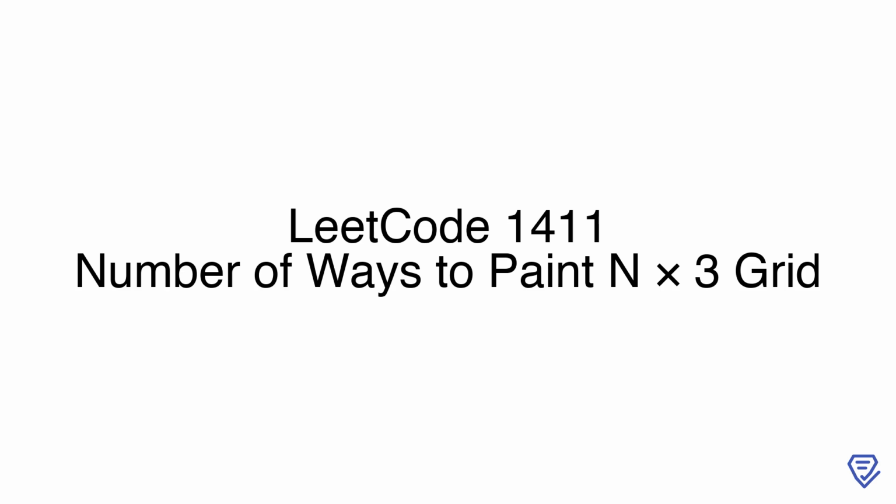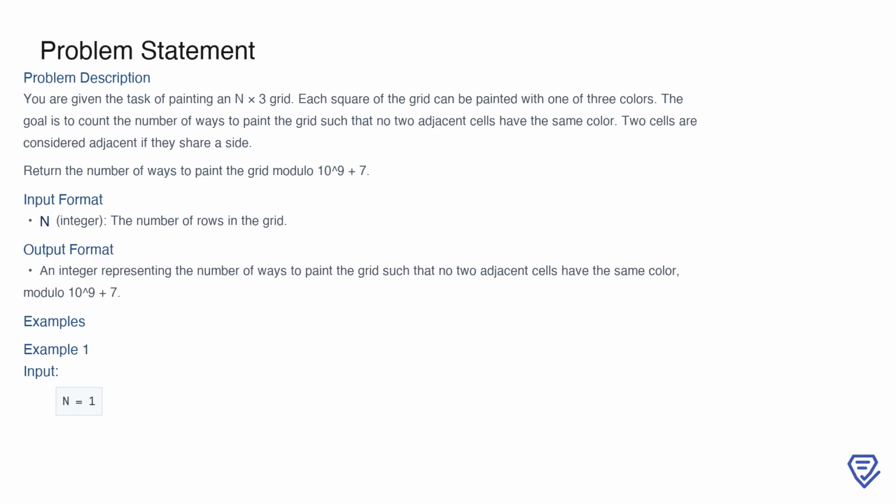Welcome to this walkthrough of problem number 1411, number of ways to paint n times 3 grid. In this session, we'll explore how to solve this interesting combinatorics problem, discuss different approaches, and analyze their efficiency.